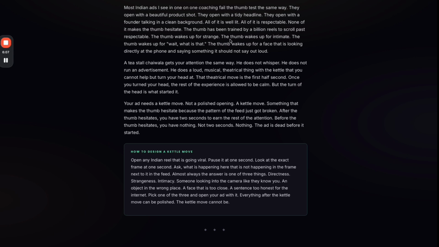How to design a kettle move? Open any Indian reel that is going viral. Pause it at 1 second. Look at the exact frame at 1 second, like the first frame, okay? Ask what is happening here that is not happening in the frame next to it in the feed. Almost always the answer is one of 3 things. Directness, strangeness, intimacy. Authenticity of some form, okay?